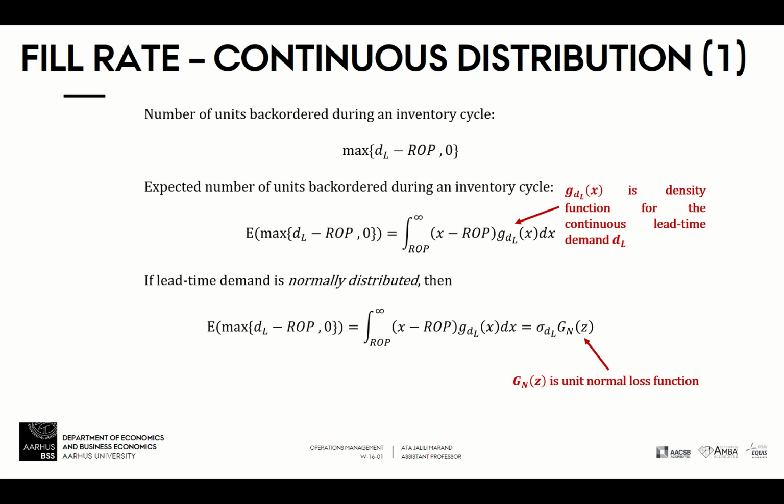So this is a known function, right? And z here is a normalized random variable, which is equal to ROP minus mu DL divided by sigma DL.